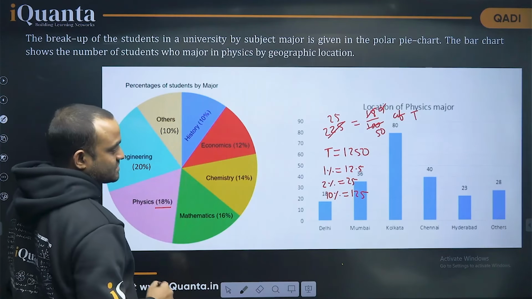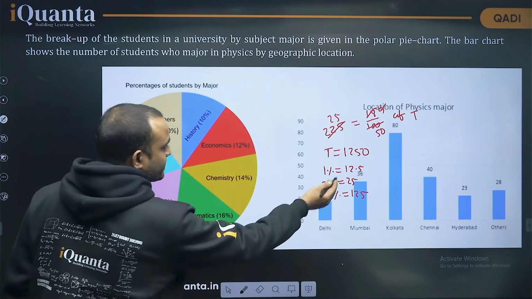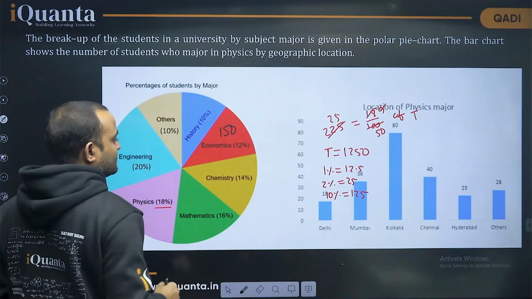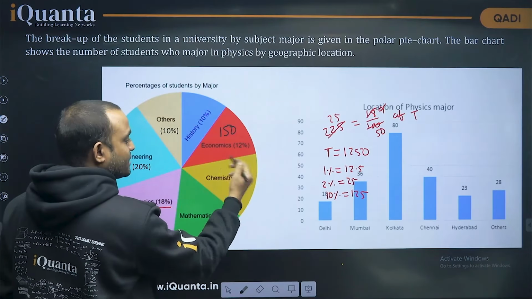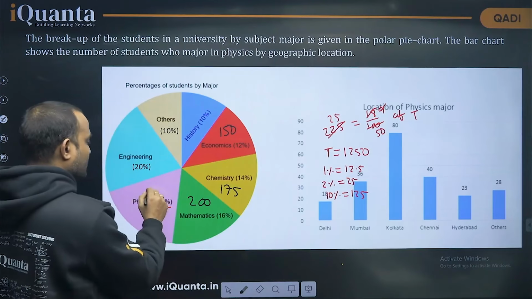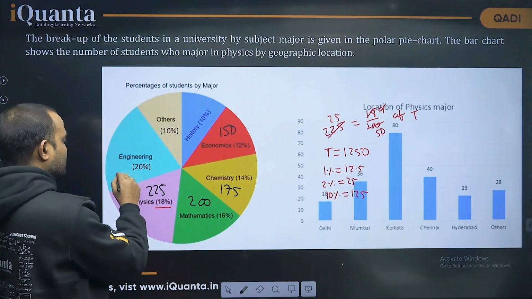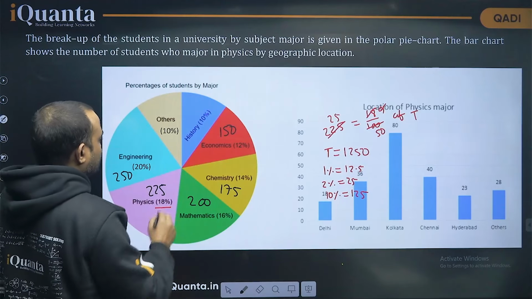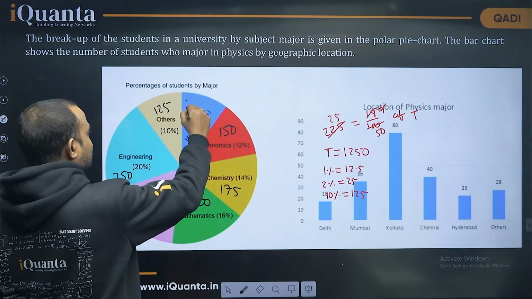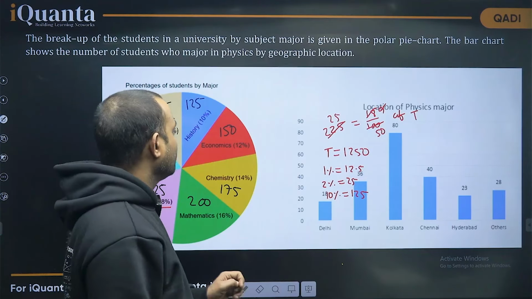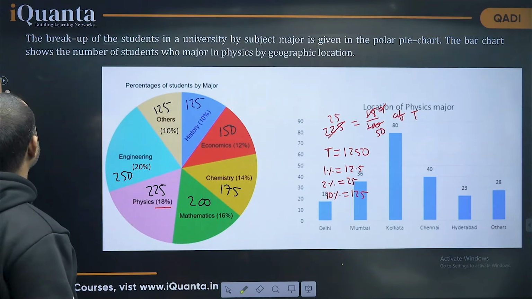So Economics 12%. So 125 plus 50 plus 25, this will be 150. Chemistry 2% more than that, so 25 more than that, 175. This will be 200. We already know this is 225. Number of engineers will be 250. This is 10% and this will be 125. This as well will be 125. So we have all the values now. So let's move to the questions and try to solve it.